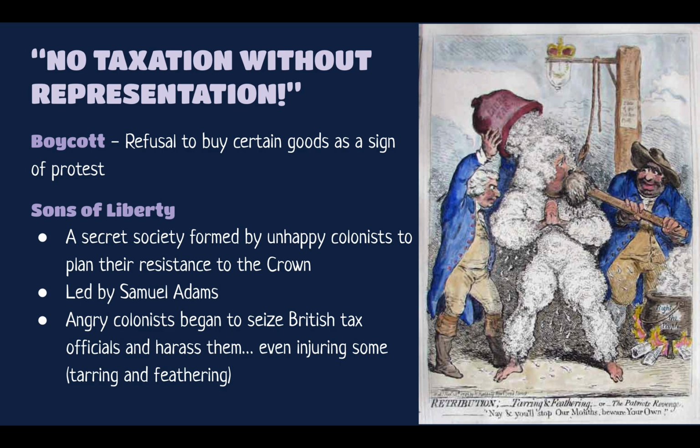So the colonial response to these taxes from the French and Indian War was very negative and was ultimately a source of major division between the colonists and the British.